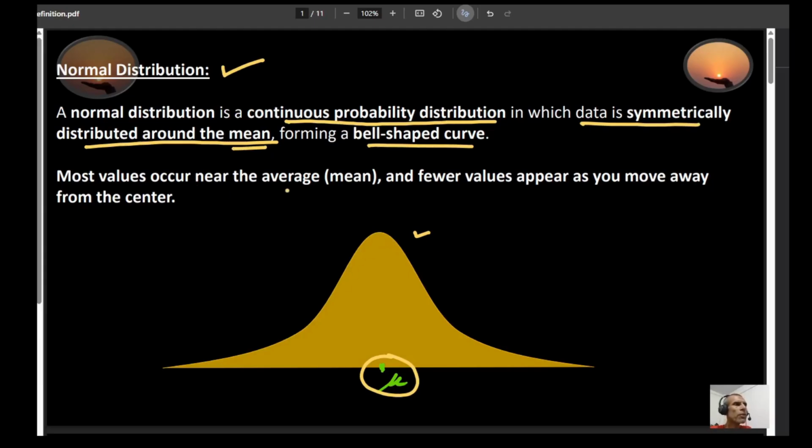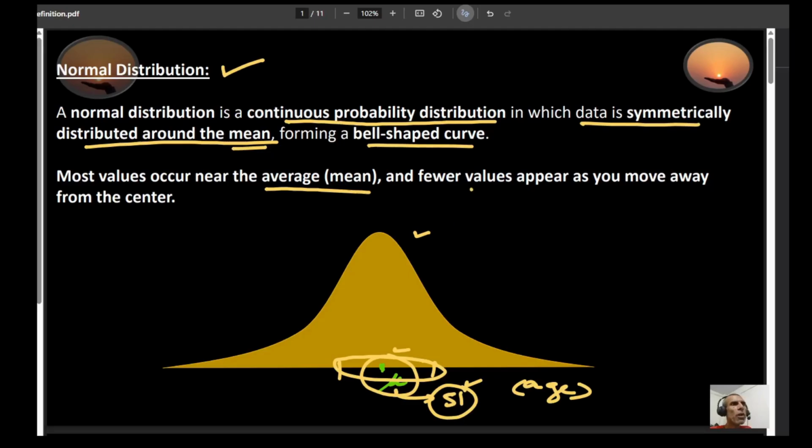Now, most of your values will be lying near your average value. If this is my average, that means most of my data is going to be lying around the average, that means in this area right here. So let's say this is my age right here, and let's say my mu comes out to be 51. That means most of my age values are going to be lying around the average value of 51 years old.